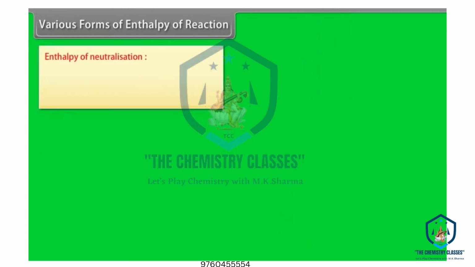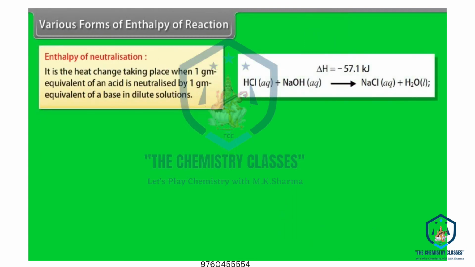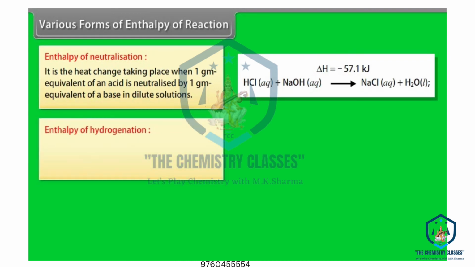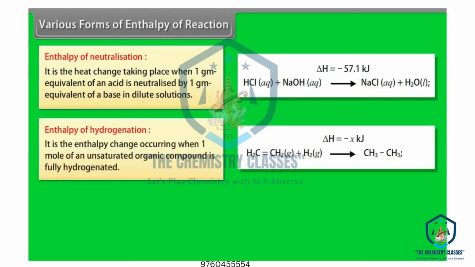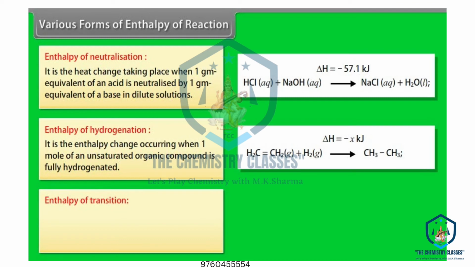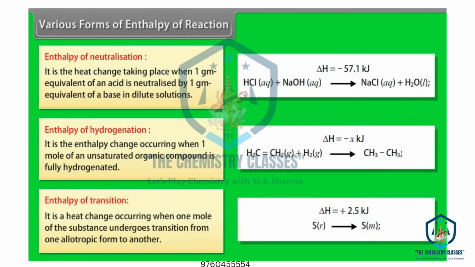Enthalpy of neutralization. It is the heat change taking place when 1 gram equivalent of an acid is neutralized by 1 gram equivalent of a base in dilute solutions. Enthalpy of hydrogenation. It is the enthalpy change occurring when 1 mole of an unsaturated organic compound is fully hydrogenated. Enthalpy of transition. It is a heat change occurring when 1 mole of the substance undergoes transition from one allotropic form to another.